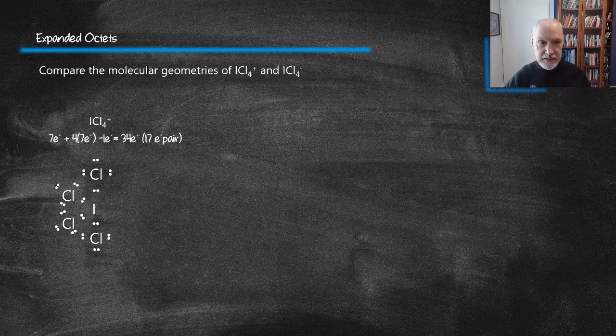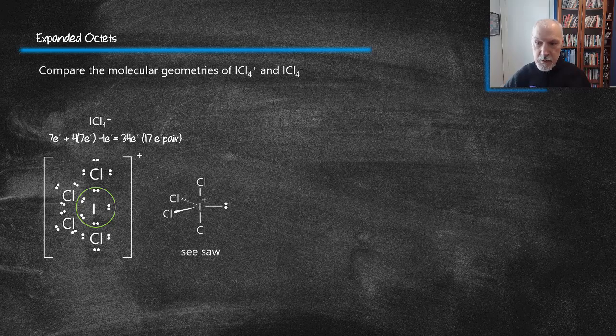The remaining 2 I give to the central atom, which now, as we can see, has 5 electron pairs around it. Those 5 electron pairs would begin with the trigonal bipyramidal arrangement with 1 unbonded pair. That's called the seesaw geometry. You'll note that I placed the Lewis dot diagram in square brackets, which is conventional when we're dealing with ions.